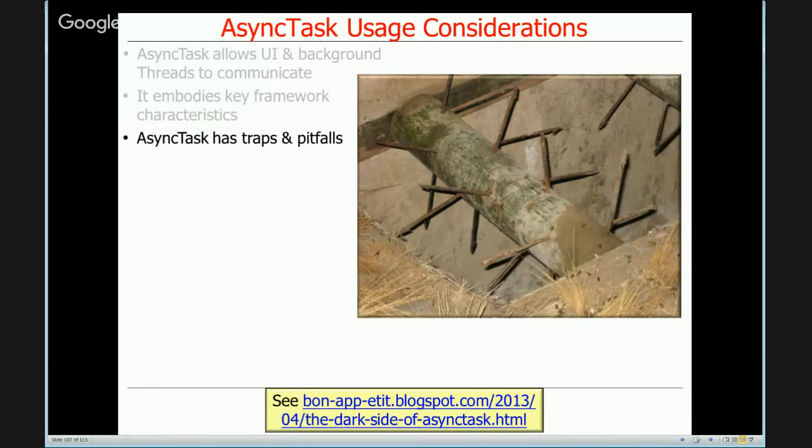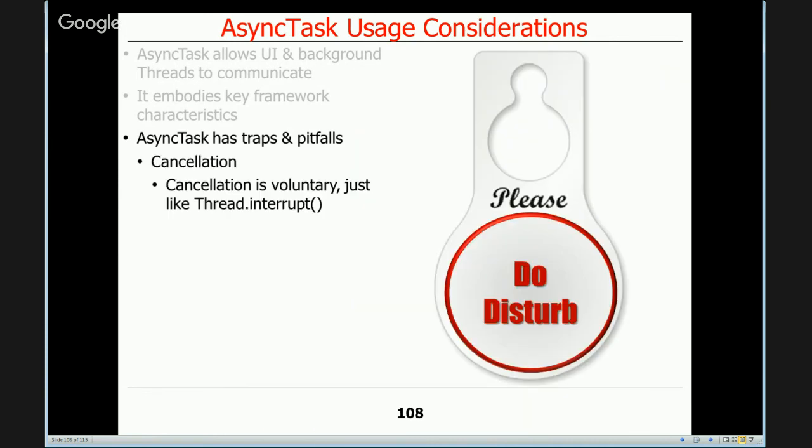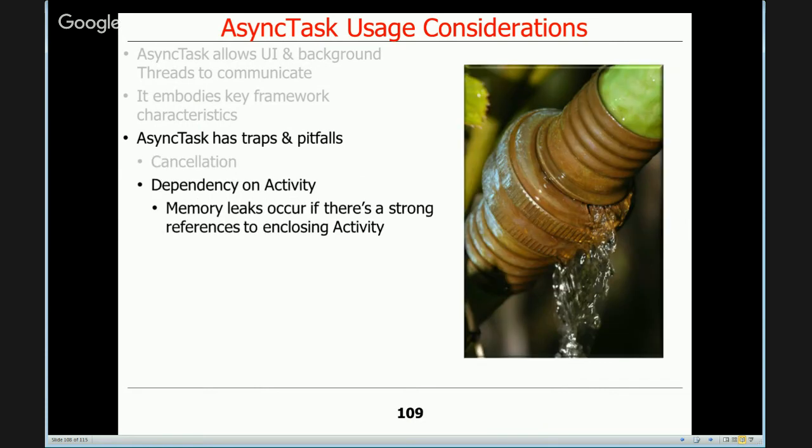I talked about some of the traps and pitfalls of AsyncTask, and here's a good link to go to find more information about AsyncTask. So one of the quote downsides of AsyncTask is that cancellation is voluntary. But hey, that's just the way it is, right? If you're using threads in Java, you're going to have to deal with voluntary cancellation. So you just have to be prepared for that.